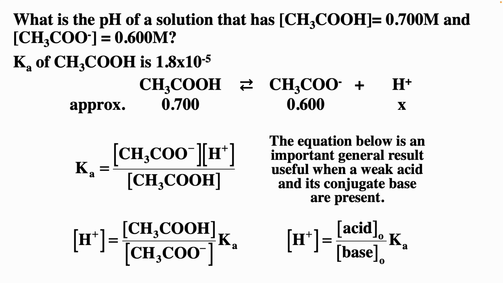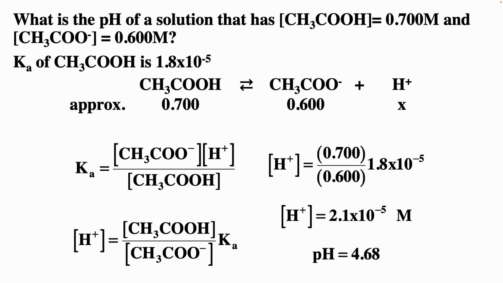Now notice that the acid concentration and base concentration are initial concentrations, because we assumed X was negligible compared to those initial concentrations. And so this is actually a fairly general equation. If we plug in the concentrations, we get a hydrogen ion concentration of 2.1 times 10 to the minus 5. And so our approximation was good. This is a lot smaller than 0.6 and 0.7. Now if we take the minus log of that, we get a pH of 4.68.